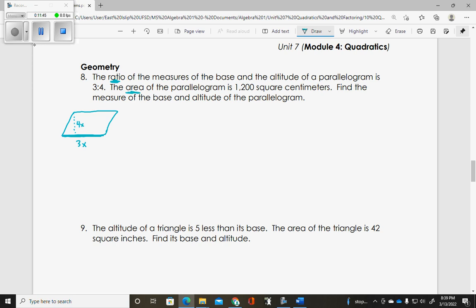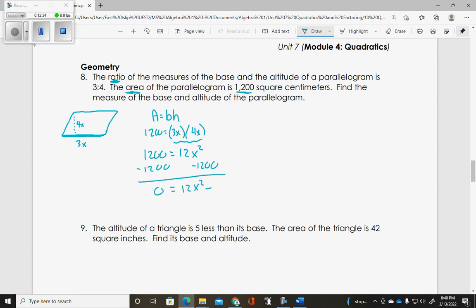The area of the parallelogram is 1,200. Remember that area of a parallelogram is, some people say length times width. Usually we say that for a rectangle, not for a parallelogram. For a parallelogram, we like to say base times height. So the area was 1,200. The base, I wrote 3x, and the height, I wrote 4x. So I'll simplify this side to be a 12x squared. We know how to solve quadratic equations by factoring. So you would subtract 1,200 from both sides.